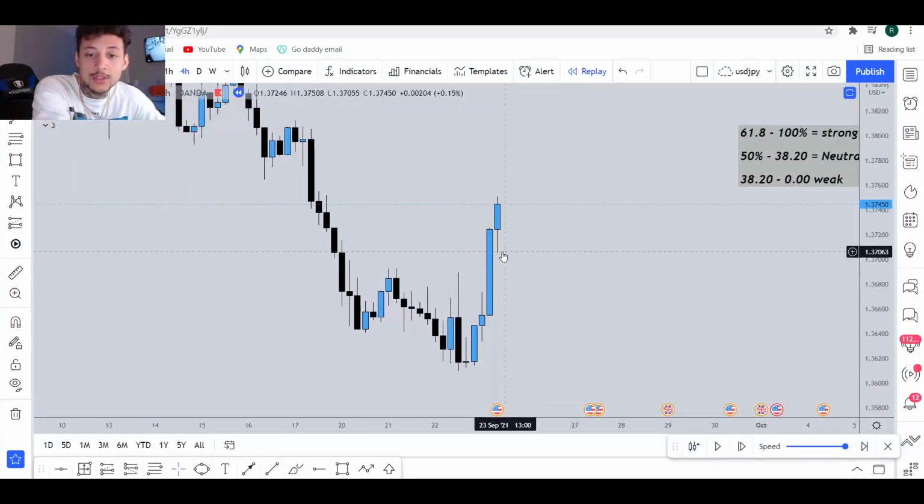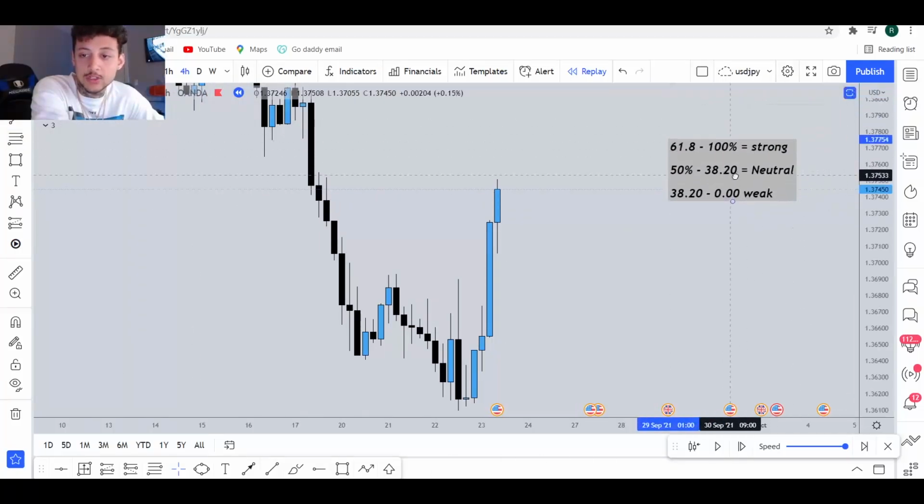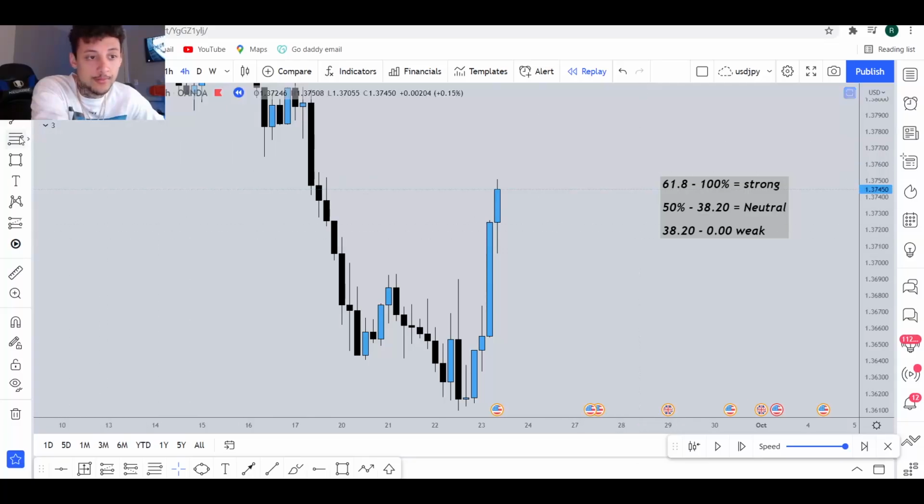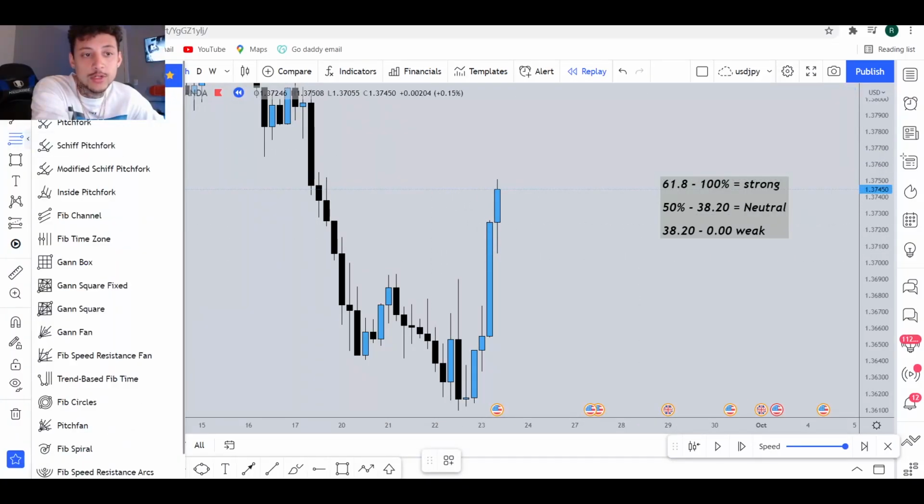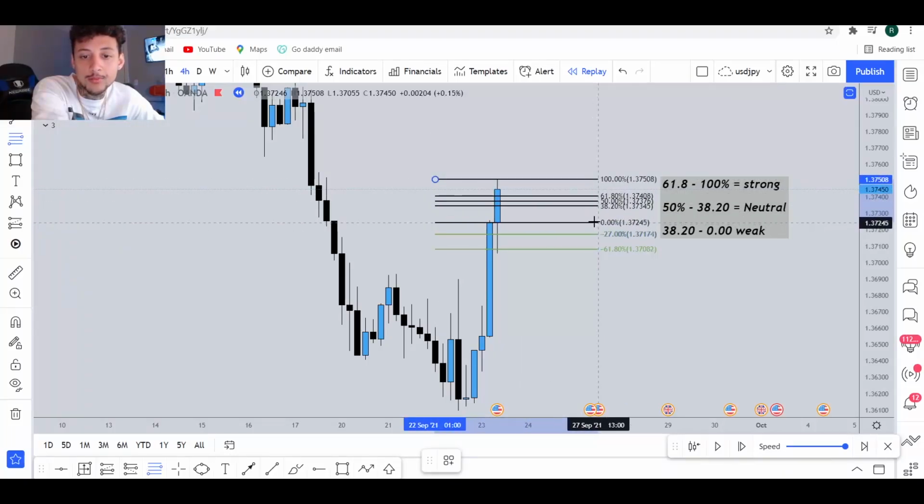Let's say I want to measure this bullish candlestick to determine what kind of candlestick it is: if it's a strong candlestick, a neutral candlestick, or a weak candlestick, right? So all I'm simply going to do is click on the Fibonacci retracement tool. I'm going to go from the highest high to the open.